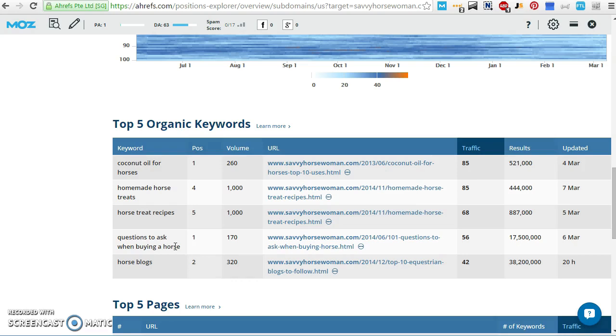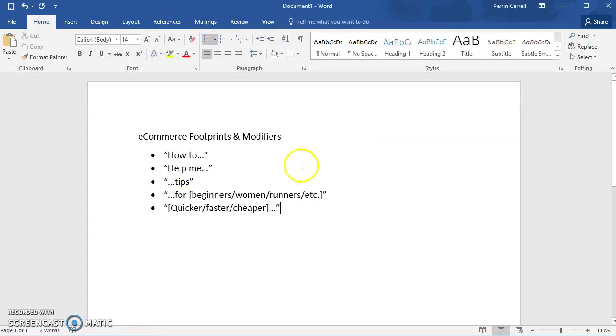Lastly, let's look at just a couple of footprints that you can use if you're going to use seed keywords to try to find these. I really don't think that's optimal here, but you can do it. So if you're going to use keywords and plug them into a keyword tool, you can use modifiers like these. So how to, help me, tips, stuff like tricks for beginners, women, runners, etc. And then also like quicker, faster, cheaper.